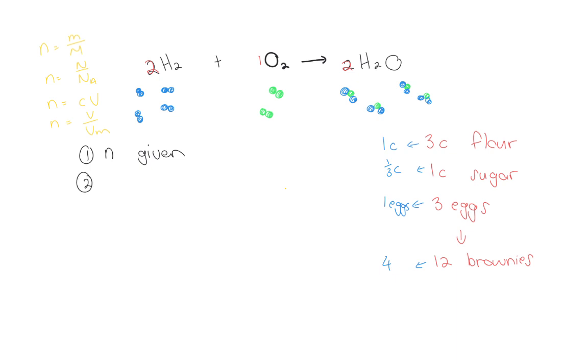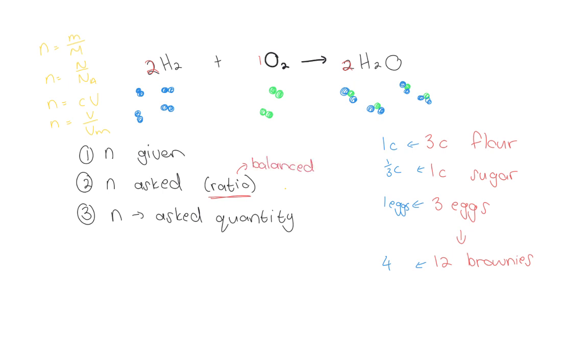Then you are going to determine the moles of the product or reactant that you are being asked about, and you do this using the ratios. And then you simply have to change the mole into the asked quantity. So for example, if they asked you for mass, then you need to convert moles back to mass, with one of the formulas that we have here. So it's only these 3 steps. The single most important thing here is to make sure that you have the correct ratio, which means you need to check that you have a balanced reaction. This is very important, otherwise your ratios aren't going to work.